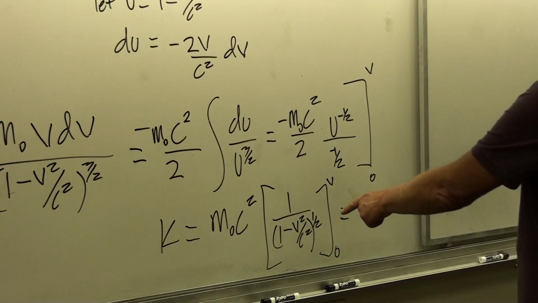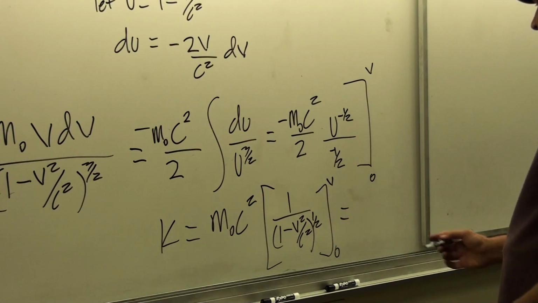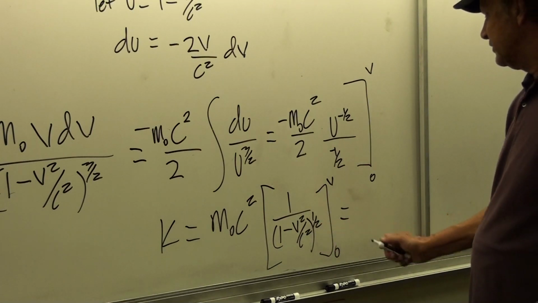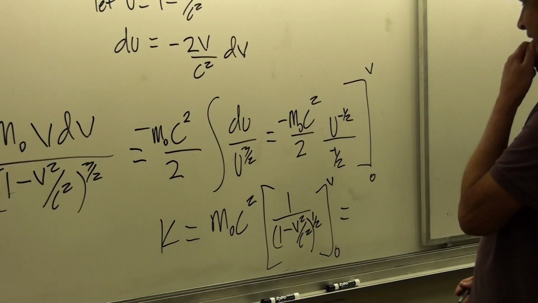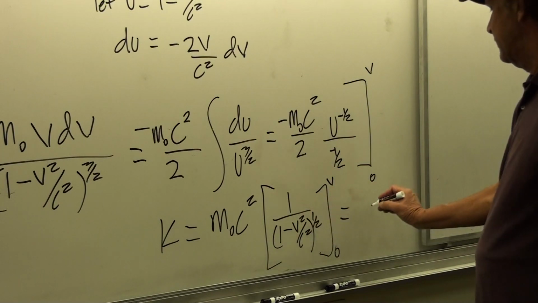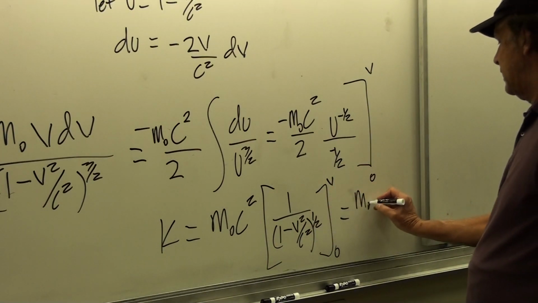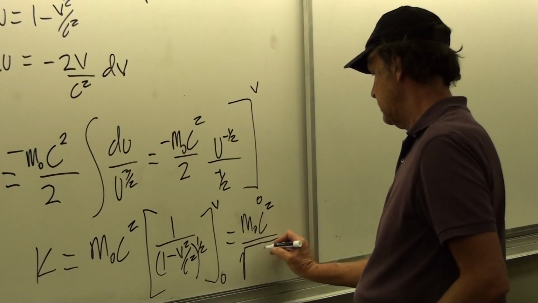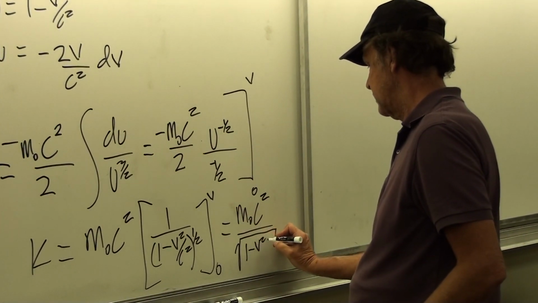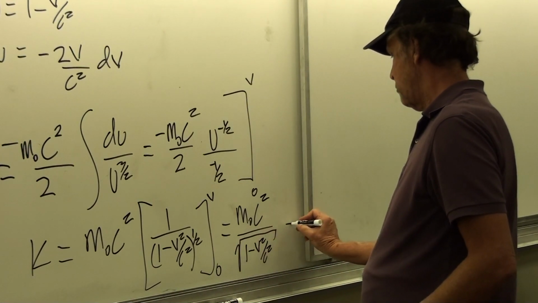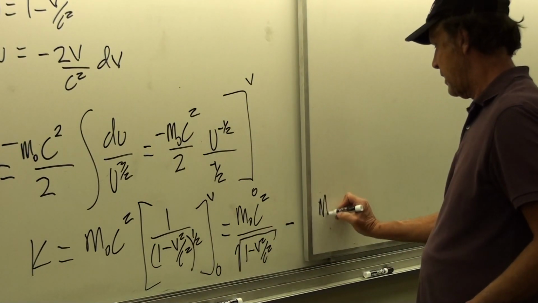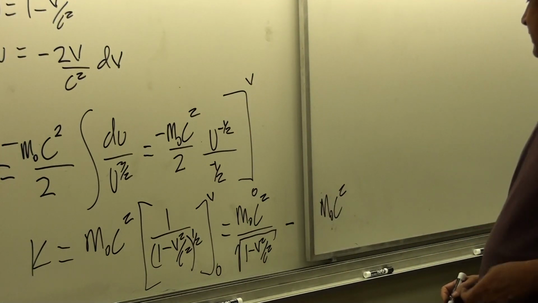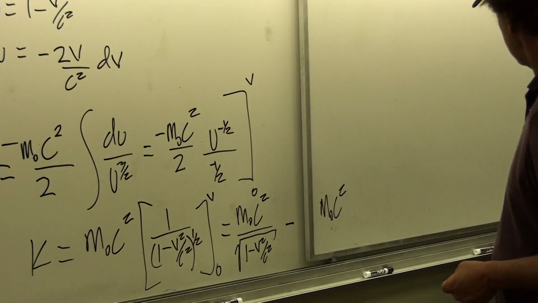Okay, so when it's evaluated at v, we just get this expression. When it's evaluated at 0, it just gives us 1. So this is going to be m naught c squared divided by square root 1 minus v squared over c squared minus m naught c squared. All right, so that's the right answer.